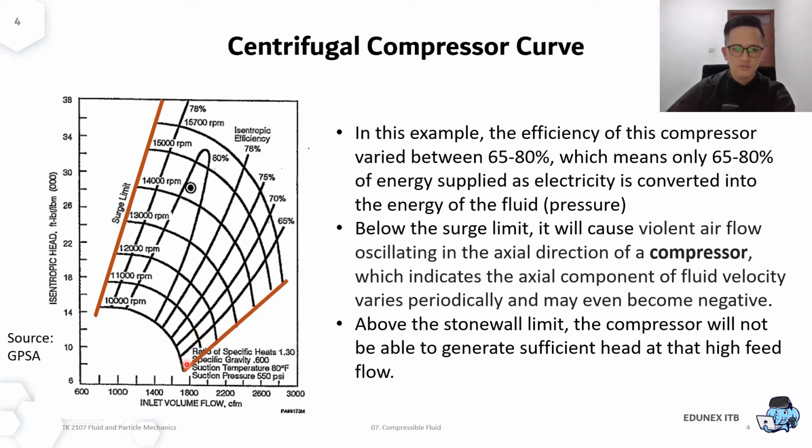At the right extreme, there will be a line or area that we know as the stone wall limit. Above this stone wall limit, the compressor will not be able to generate sufficient head. So even though, let's say we inject 3000 CFM into this compressor, the pressure generated will not be significantly observed.